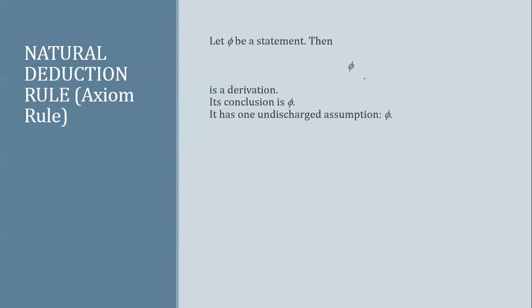But here, let phi be a statement. Then just writing phi in the middle right here, like that, is also a derivation. Now its conclusion is phi, and it has one undischarged assumption, phi. Remember, an axiom is just something that you're assuming to be true, so you're just laying it out there. Here's my conclusion, phi. What are my assumptions that get me to phi? Just phi itself. I'm just laying down phi, right?